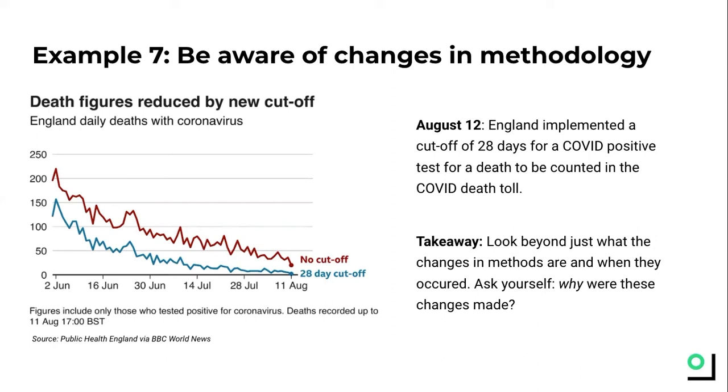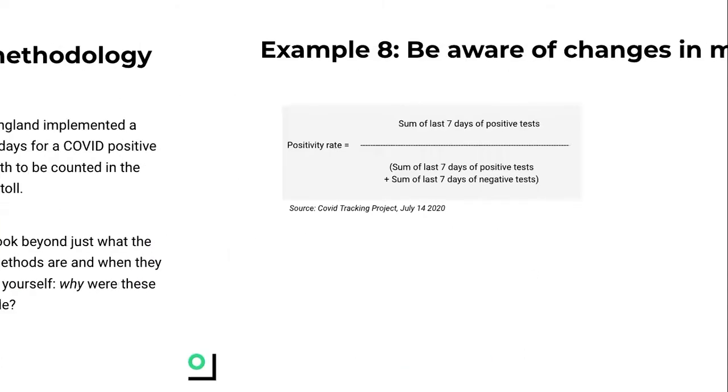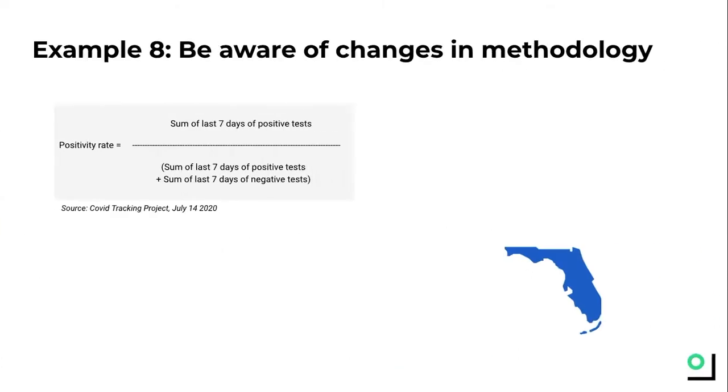After digging deeper into England's change in methodology, we understand why these changes were made and where the fault lied. We can see how, when changes in methodology are made, asking what those changes are and when they occurred isn't enough. We need to ask why they occurred.